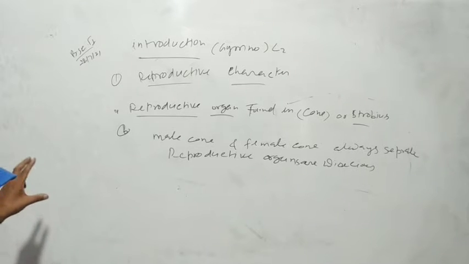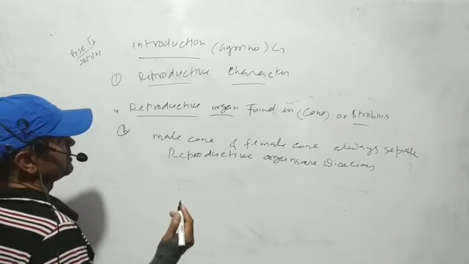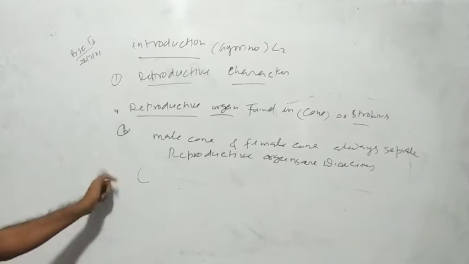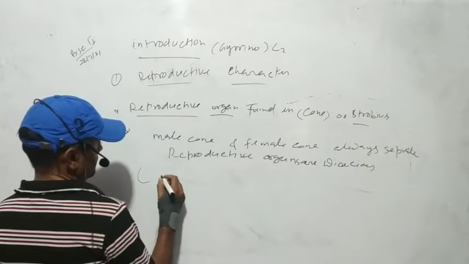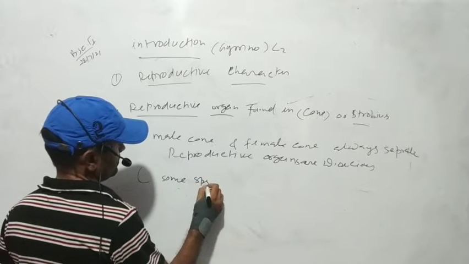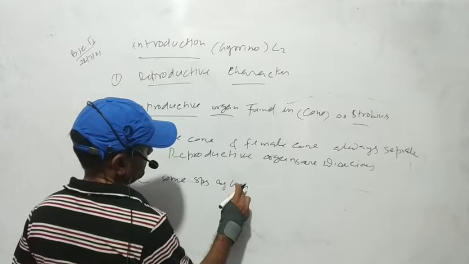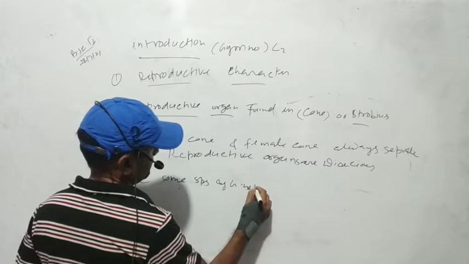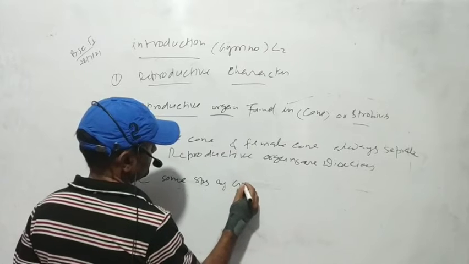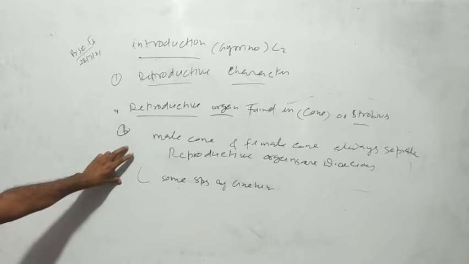in Gnetum. This is the exception. In Gnetum, always remember. Also we can say some species of Gnetum. This is the plant which is some species of Gnetum.